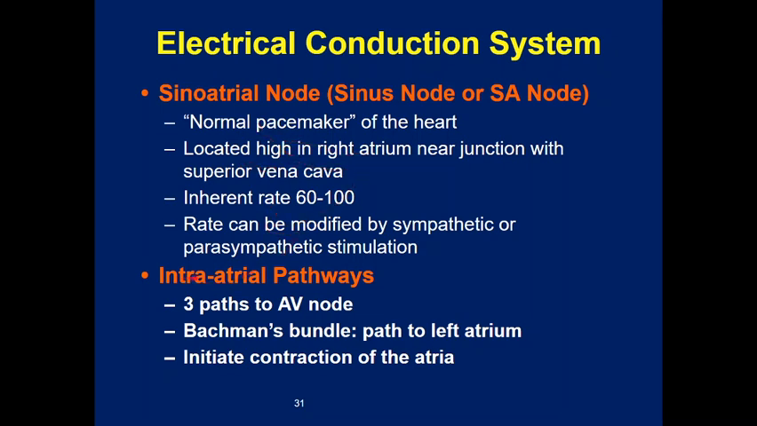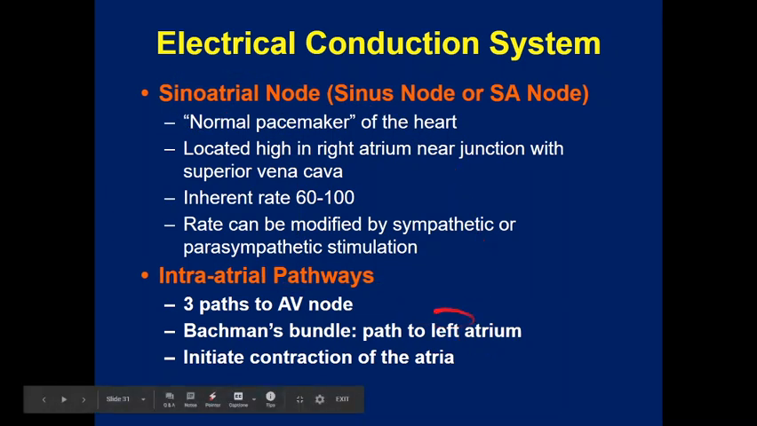All right. And then from the SA node, it goes through multiple pathways into the AV node. Now, this is getting a little too much in the weeds, so you probably won't be tested on this. But basically, from the SA node to the AV node, there's multiple pathways. But this is in the right atrium.